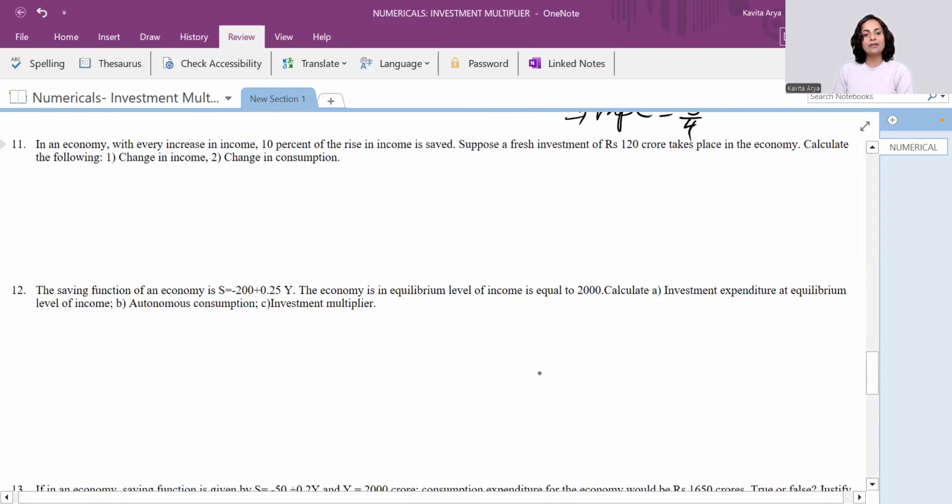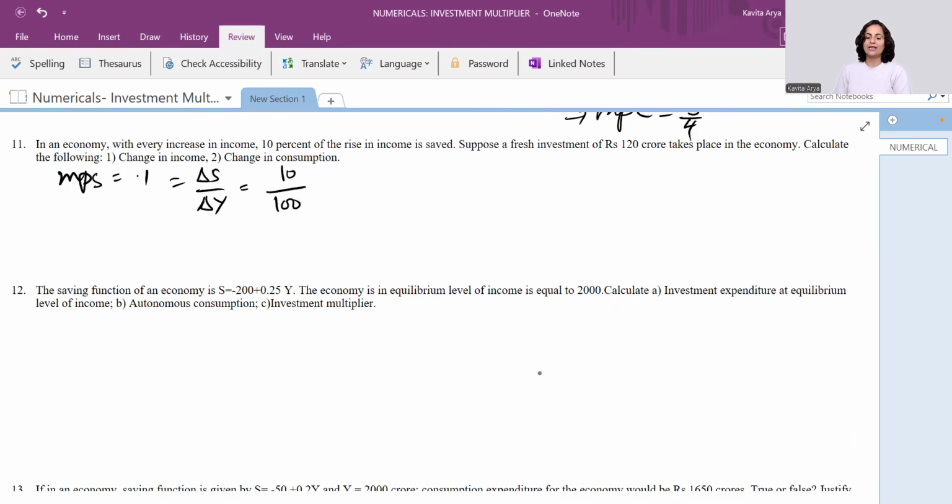In an economy with every increase in income, 10% of the rise in income is saved. There's a clue given, one variable given in the statement: with every additional income, the part of savings is 10%. It means they have given us MPS equal to 0.1. How? Because MPS is delta S by delta Y, and they say out of every 100 of increase, 10 is saved. So this is nothing but 0.1, and that is equal to MPS.